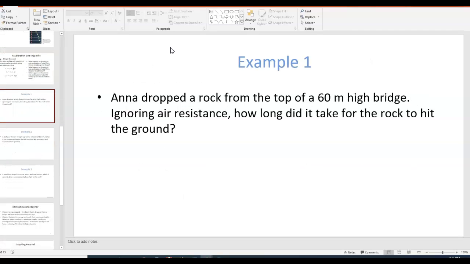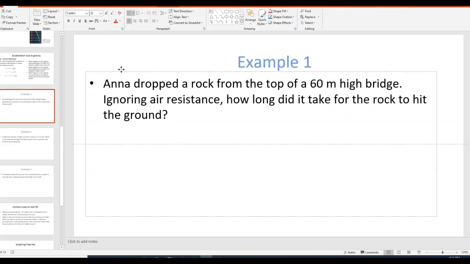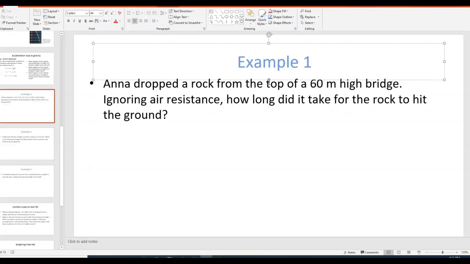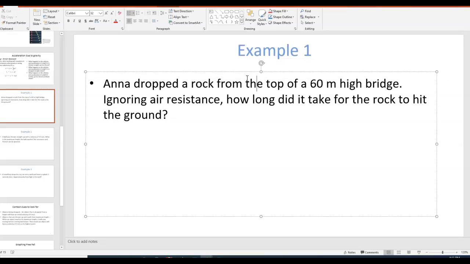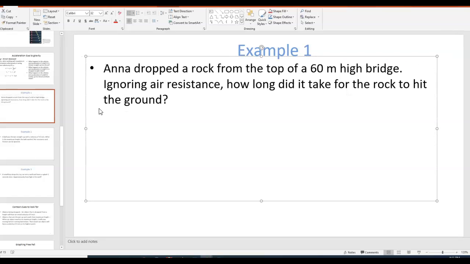Okay, so let's take a look at an example. Example 1 says Anna dropped a rock from the top of a 60-meter high bridge. Ignoring air resistance, how long did it take for the rock to hit the ground? Okay, so the first thing you want to do in any kinematics problem is identify your given information. Now this is a little bit trickier because you have to use some context clues.